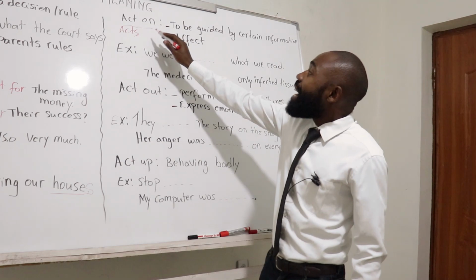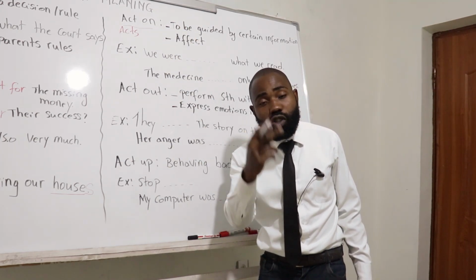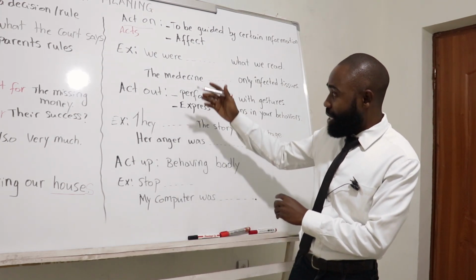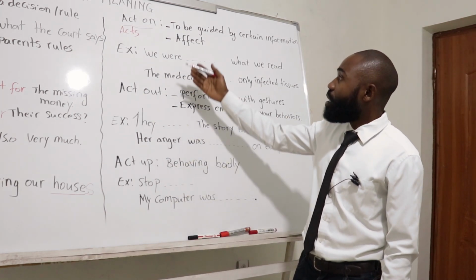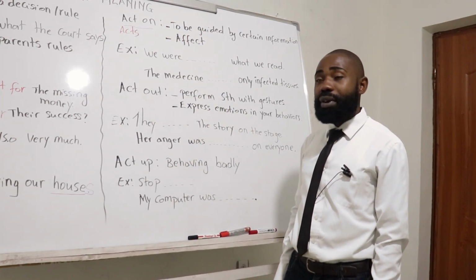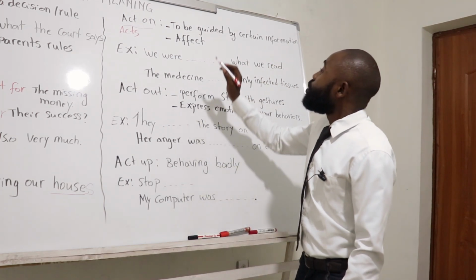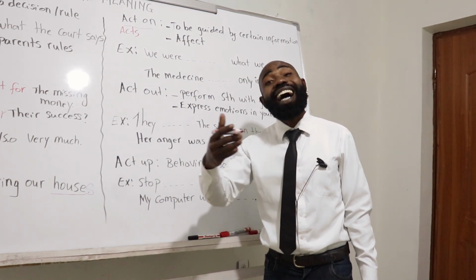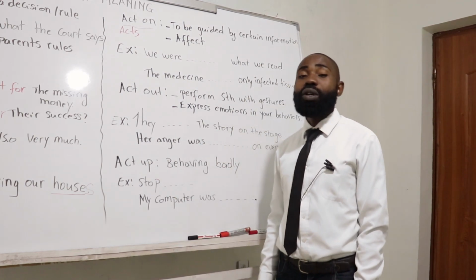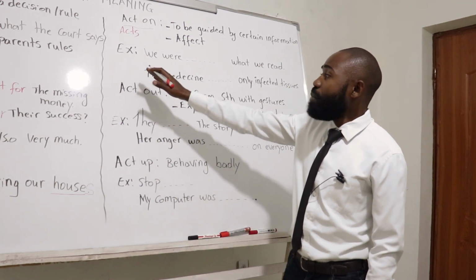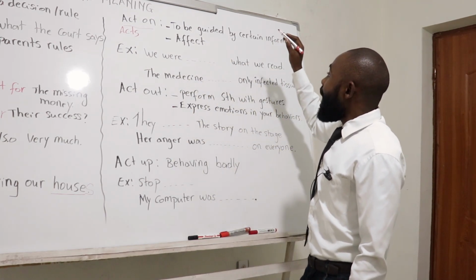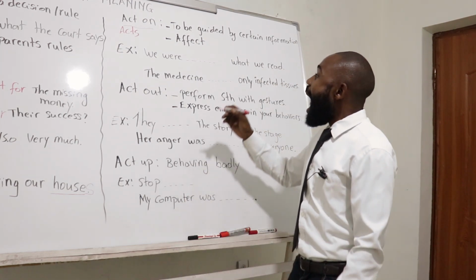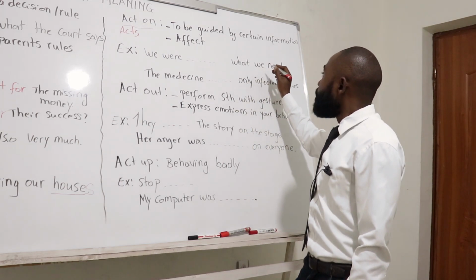Okay, and act on bishobora kugira ubusobanuro bubiri, but I got you here. Nabwo ndaza kubuguhereza muhe n'ingero, still the same as I've been doing. First meaning, ubusobanuro bwa mbere kuri act on birasobanura to be guided by certain information, kuyoborwa n'amakuru runaka. Example, urugero, we were acting on what we read.